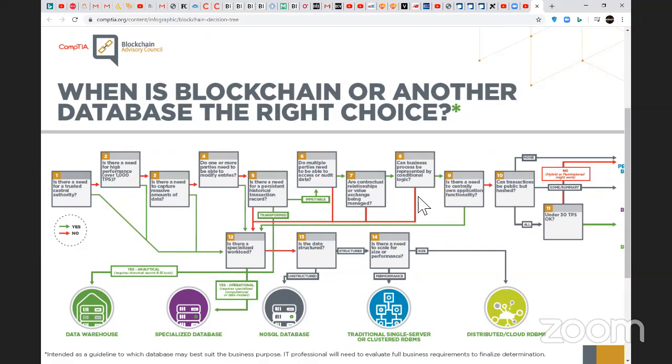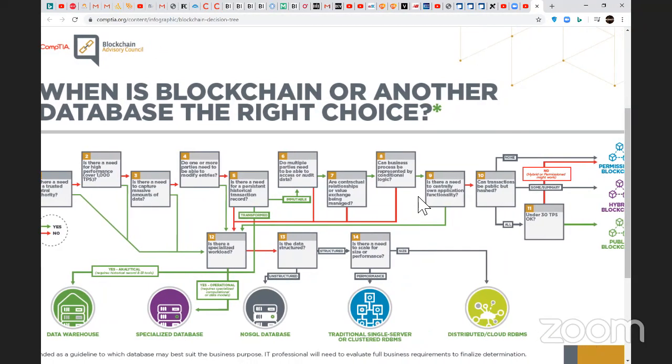But if you go backwards, let's go to yes, because yes will then determine, actually, let's stick with 10. Can transactions be public but hashed? So regardless if you answer yes or no, the summary question is under 30 transactions per second. Okay. And if so, then, or if no, then hybrid or permission might work.